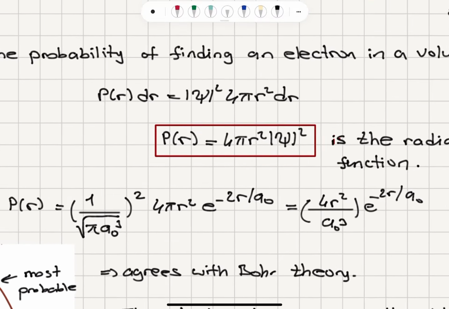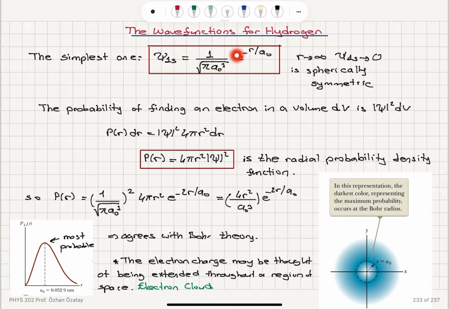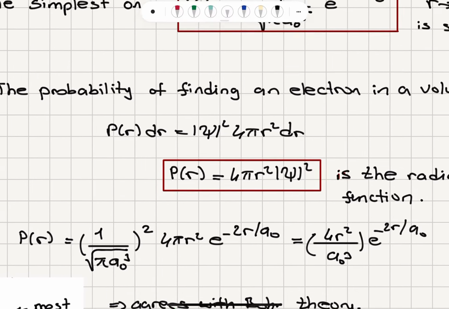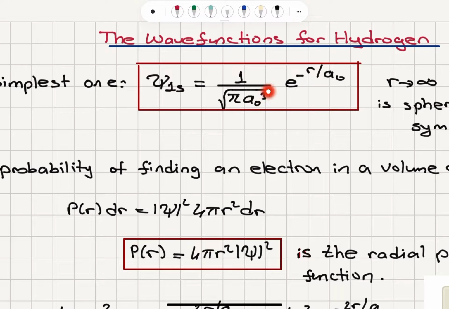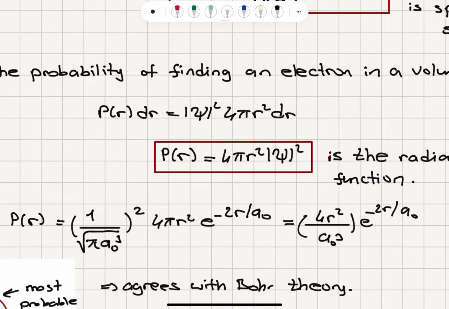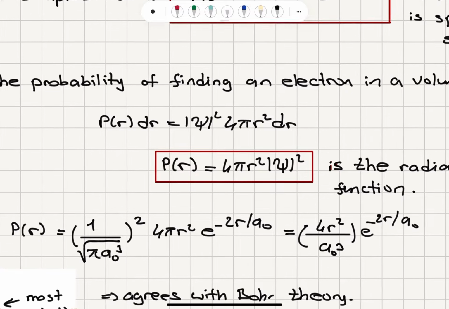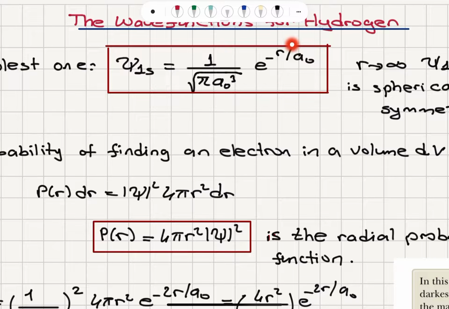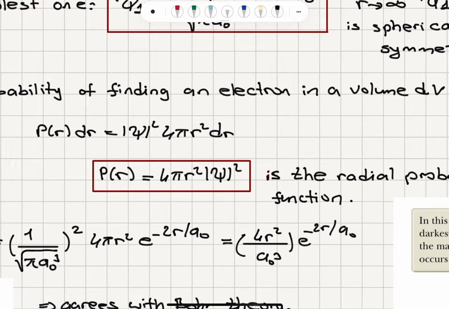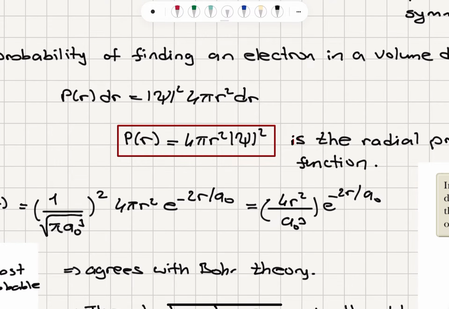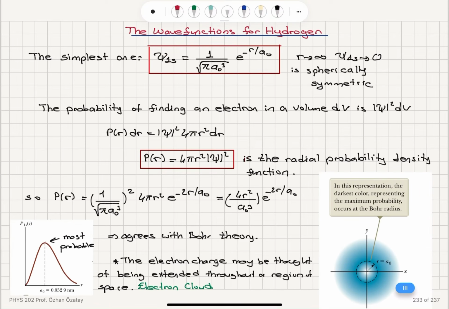So we can obtain the radial probability density function for the simplest solution, the 1s solution. So it would be 1 over square root pi a0 cubed. We have to take its square, so it would be 1 over pi a0 cubed. And then we have 4 pi r squared, and the square of this one, e to the minus 2r over a0. Because we have a pi and a square root pi squared here, the pi's will cancel, and we will be left with 4r squared on top, and a0 cubed, since the square of the square root gives us the a0 cubed, e to the minus 2r over a0. This is the radial probability density function.